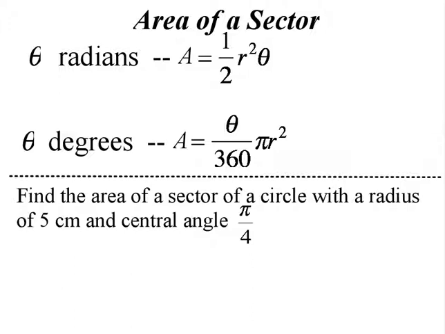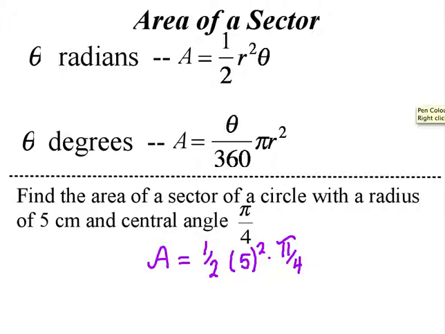It says find the area of a sector of a circle with a radius of 5 centimeters and central angle pi over 4. So this is the exact same problem we found the arc length with. So which one are we going to do? The radians or degrees formula? Radians. So all I'm going to do is I know that my area equals 1/2. What's my radius? 5, so I've got 5 squared times theta, which is pi over 4.